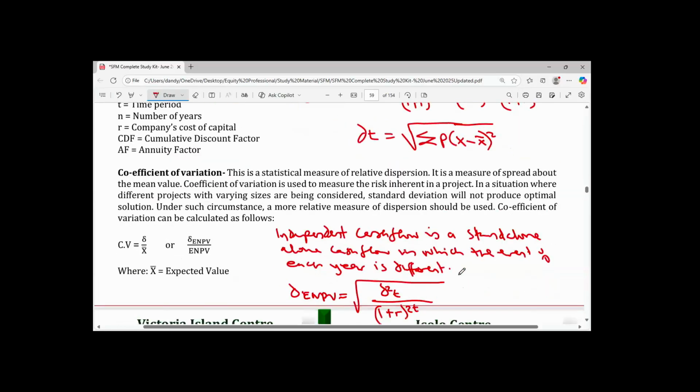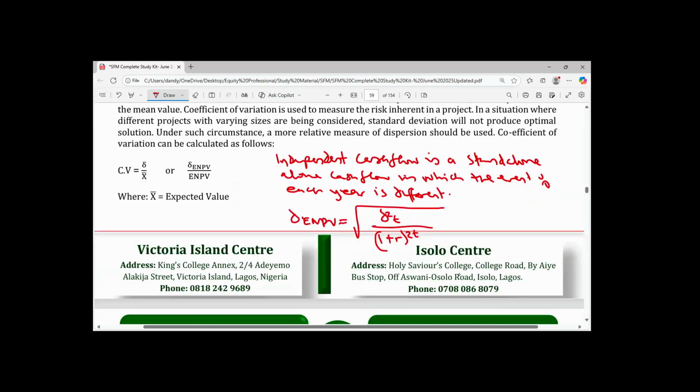Then the third formula is where you are given an independent cash flow. And I said that independent cash flow is a standalone cash flow in which the event of each year is different. When you are given different cash flow for each year, that means they are independent cash flow. All right, so that's that.